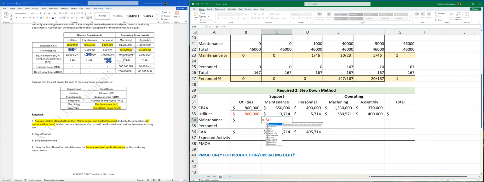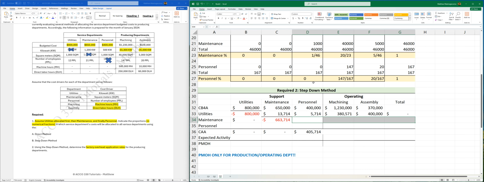So everyone, let's get into it. Equals minus sum. There we go, 663,714. That's the amount that maintenance can allocate to every other support department that comes after it. Utilities allocates to every cost afterwards. It's the top dog on the top stair. Maintenance allocates to every cost afterwards because it's on the second stair. Personnel allocates only to the operating departments because it's on the last stair.